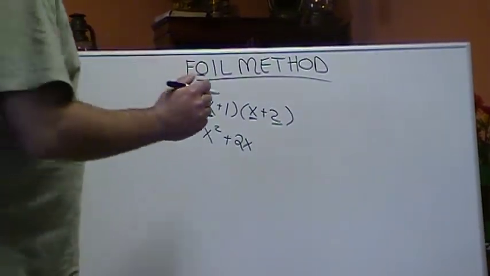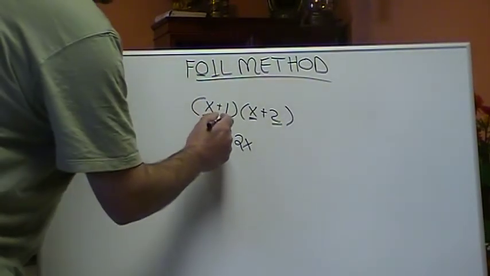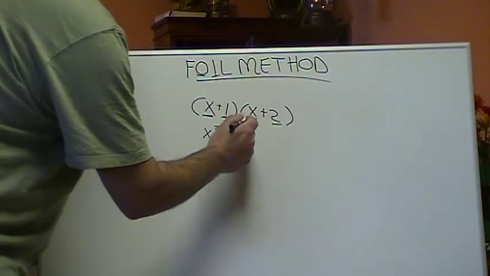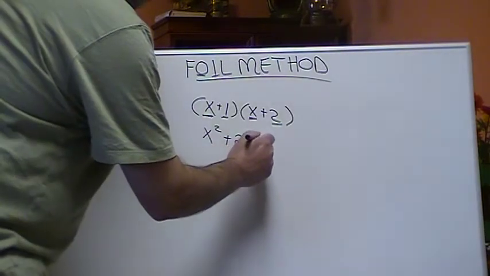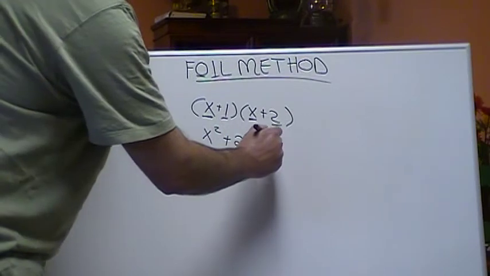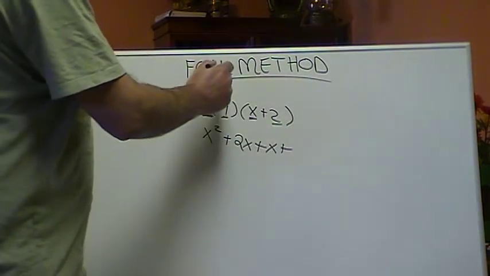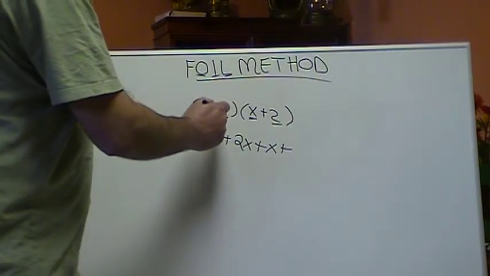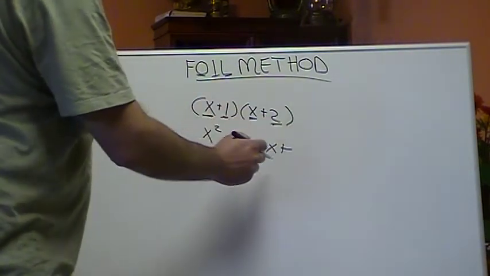And now we're going to move on to the inner. And that's just going to be the 1 and the x. We're going to multiply those together to get 1 times x is x. Now finally we're going to go to the last, which is going to be these terms, the 1 and 2. 1 times 2 is 2.